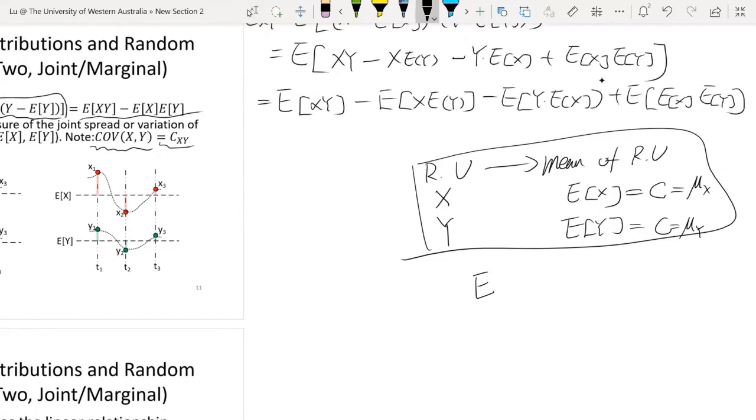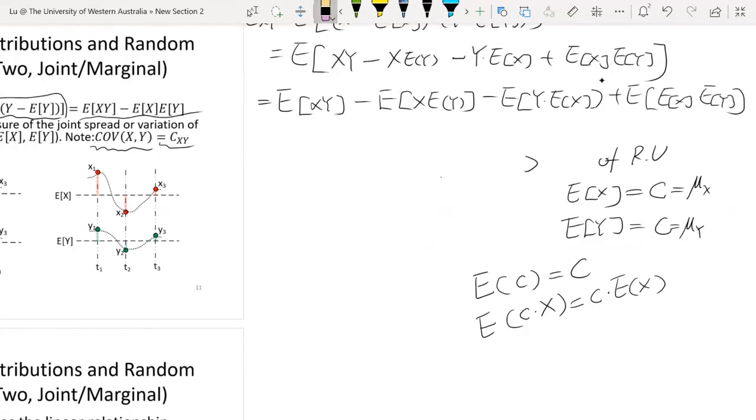First one, the expectation of a constant is the constant itself. And the expectation of a constant C multiplied by a random variable is equal to C multiplied by the expectation of the random variable. These properties have already been introduced last week. If you forgot them, please just review them. Okay, so now by using this preliminary knowledge, we are going to simplify our work.